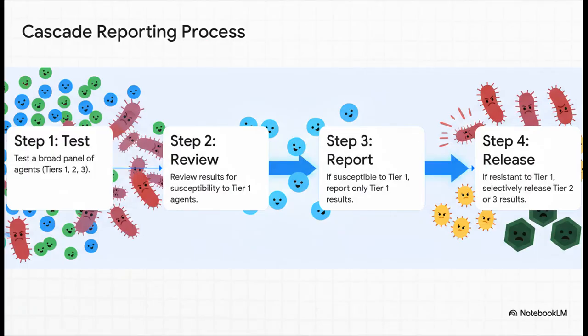The process in the lab is very straightforward and logical. First, we test a broad panel of drugs. Second, we look at the results for the Tier 1 agents. Third, if the organism is susceptible to a good Tier 1 option, that's all we report. It's only if it's resistant to those that we selectively release the results for Tier 2 or Tier 3 agents.